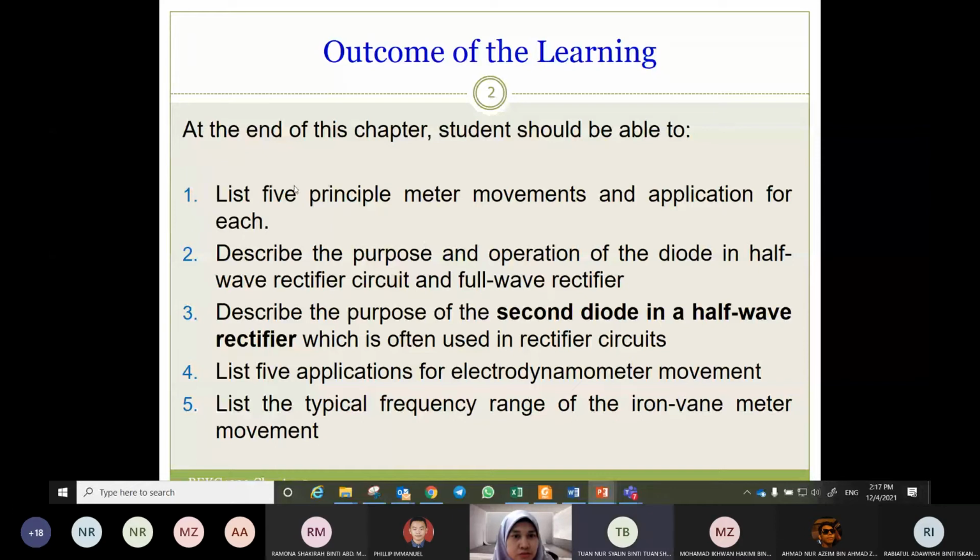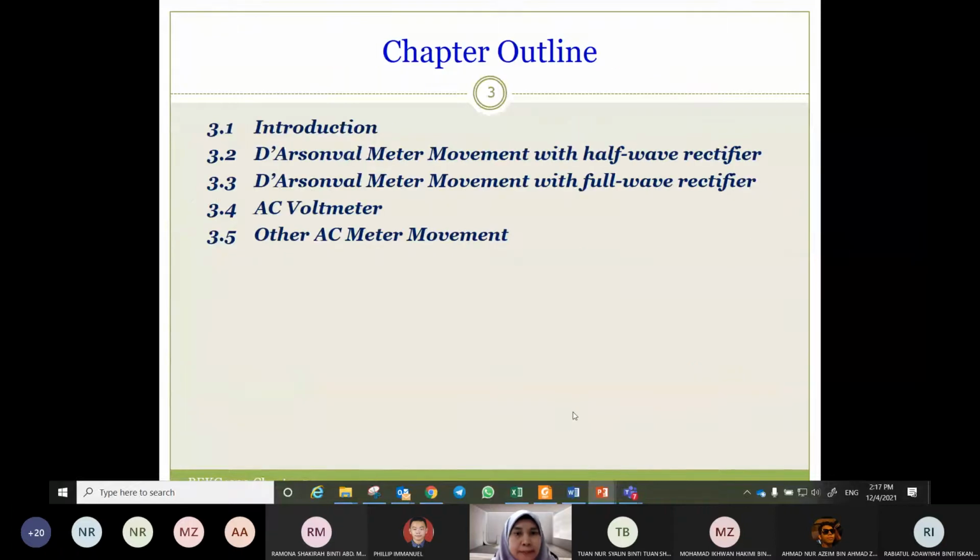Number 1 is to list 5 principal meter movements and the application for each. Number 2, to describe the purpose and operation of the diode in a half-wave rectifier circuit and a full-wave rectifier. Number 3, describe the purpose of the second diode in a half-wave rectifier, which is often used in rectifier circuits. Number 4, list 5 applications for electrodynamic movement. And the last one is to list the typical frequency range of the iron vane meter movement.